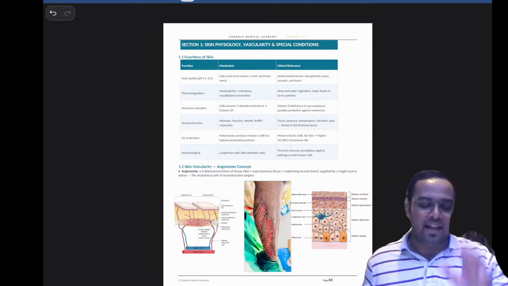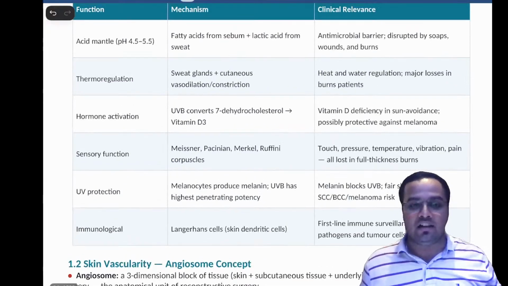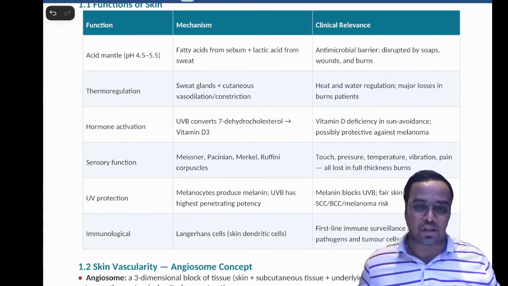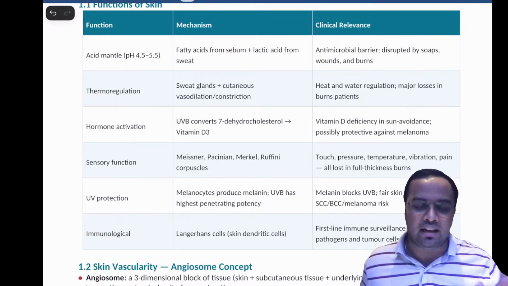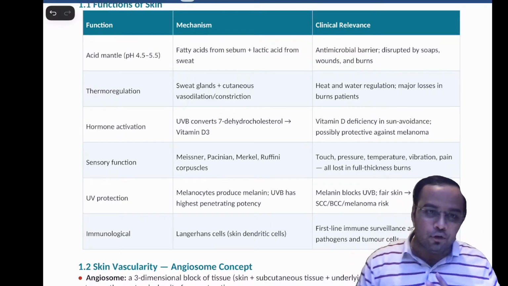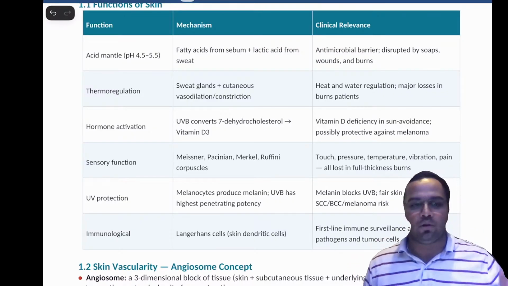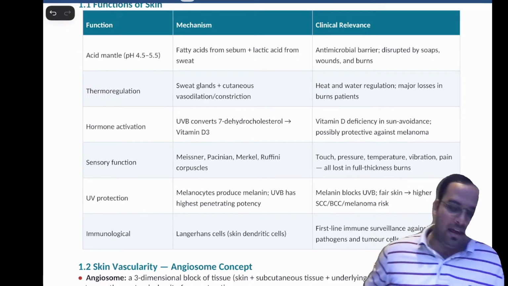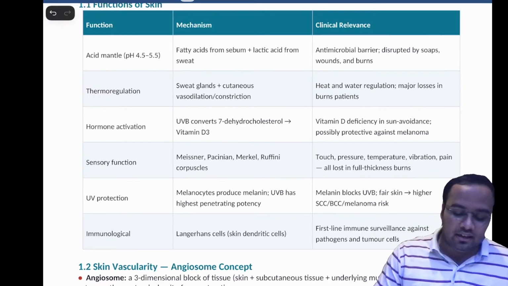This is a very high yield table, taken again from Bailey and Love, with some additions to the physiology. This table is very important if you are planning for the NEET PG exam, and definitely important if you are going for NEET SS or your MS exams. So what is the important thing? What is the crux of it?